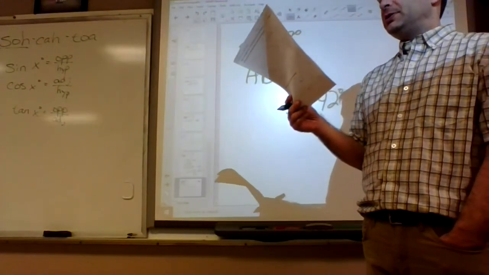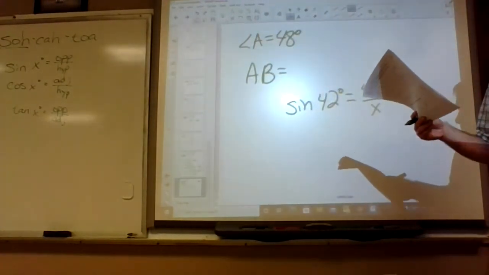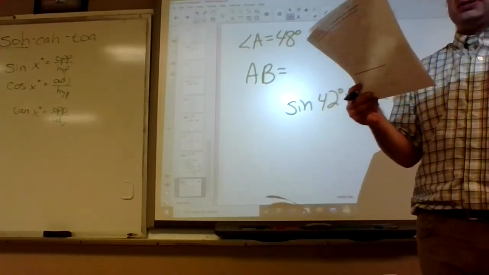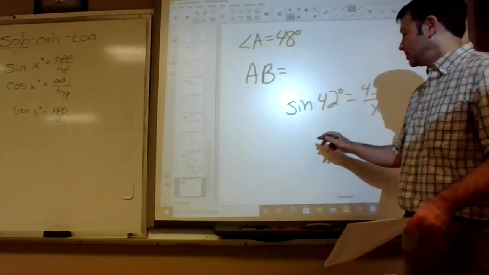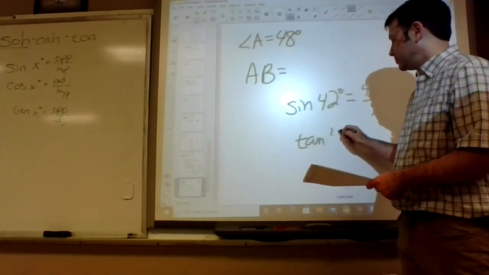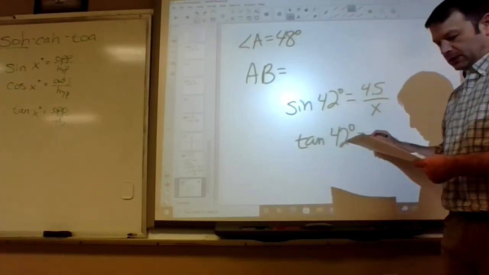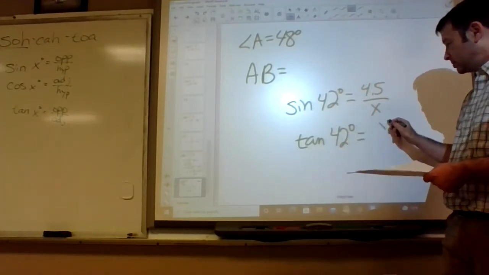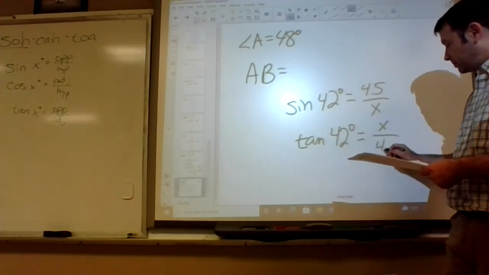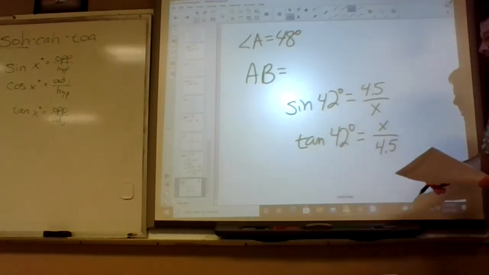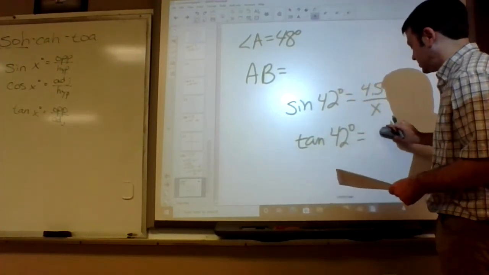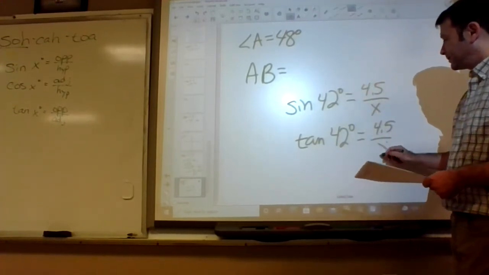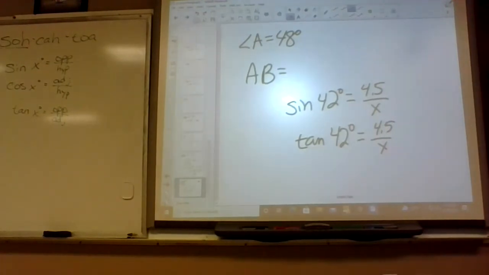Okay, and then CB, relative to the 42 degrees, that would be the adjacent and opposite, so you can do tangent of 42. Tangent of 42 equals 4.5 over x. Adjacent would be the x on this one. Opposite goes on top. Yeah, 4.5 over x. So it's 4.5 divided by tangent of 42.